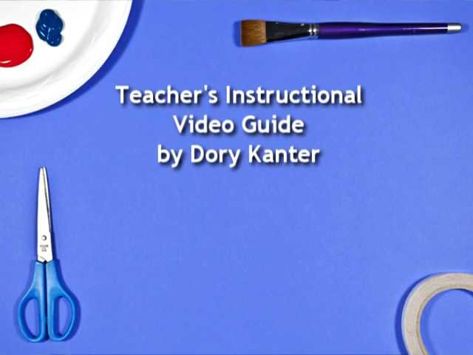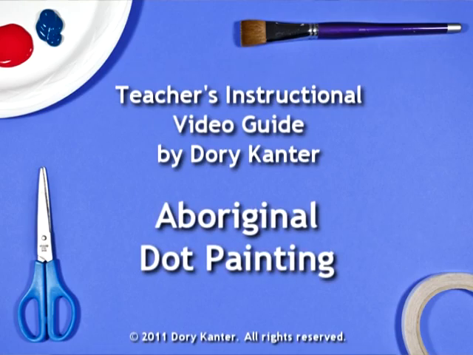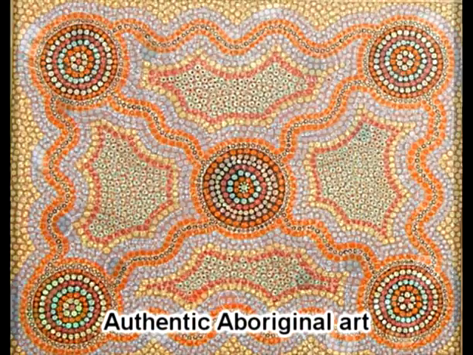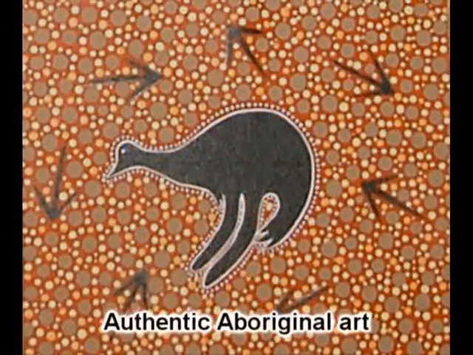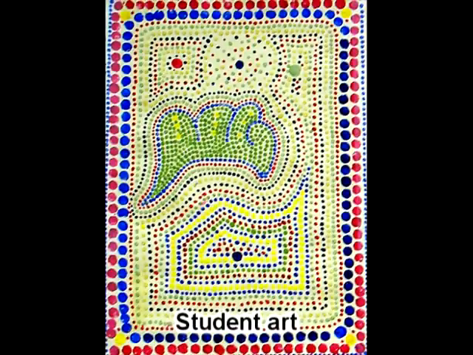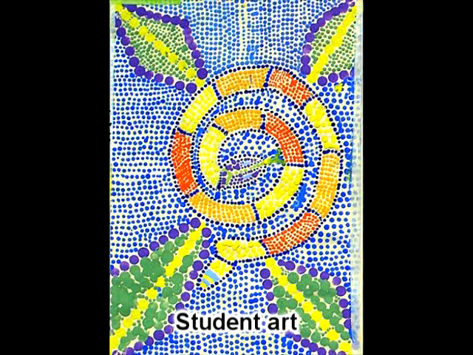This is the teacher's guide about Aboriginal dot painting, one of the projects in the Arts Matter curriculum. Let me show you how to do it. Australian Aborigines create dot paintings telling stories with traditional Aboriginal symbols. Your students are going to use these symbols to create their own dot paintings telling a story they've created themselves.